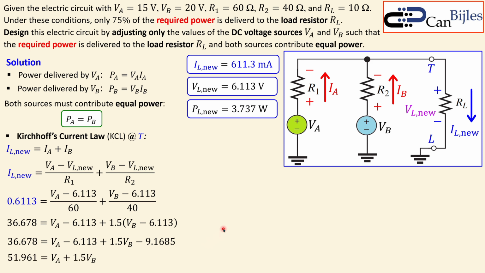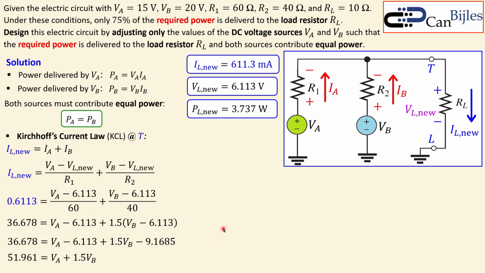And I have this. And I can now call this equation number 3, and we will use it later. Now, I need this. That means PA must equal PB. I can say then, this equation VA times IA must be equal to VB times IB. That is what we have from this condition.